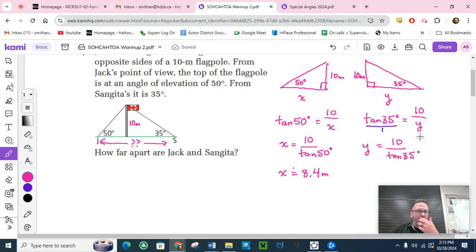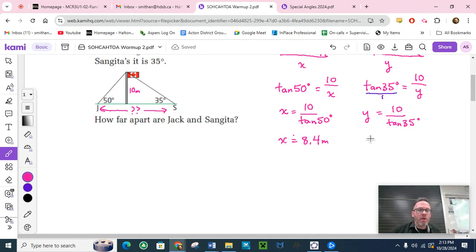In these upper level math courses, we don't need to write out tan 35 as a decimal. This is enough. IMO, that means in my opinion. 35 tan. 14.3. Do you get those two values as well? See some nods? All right.